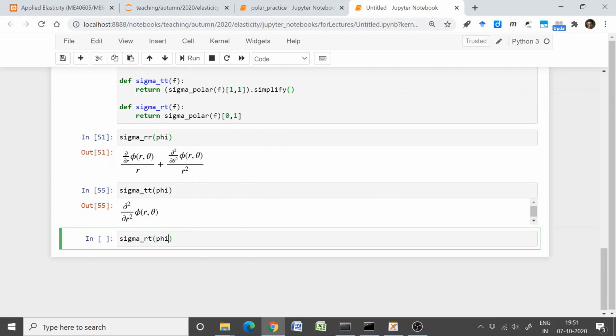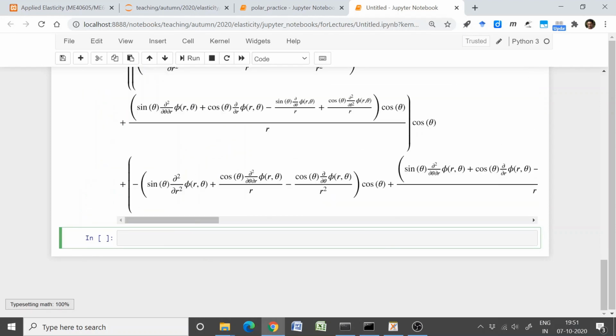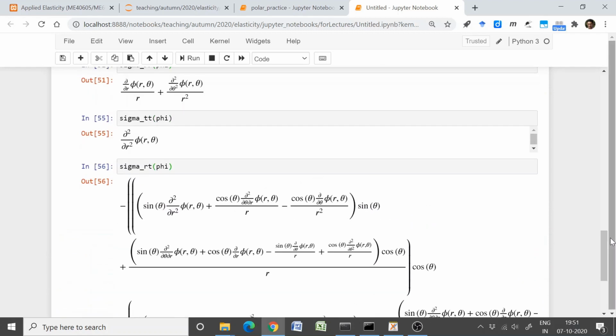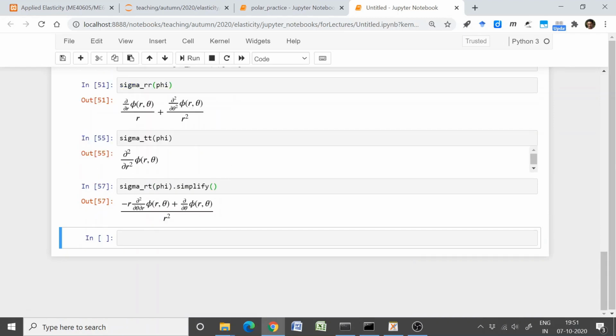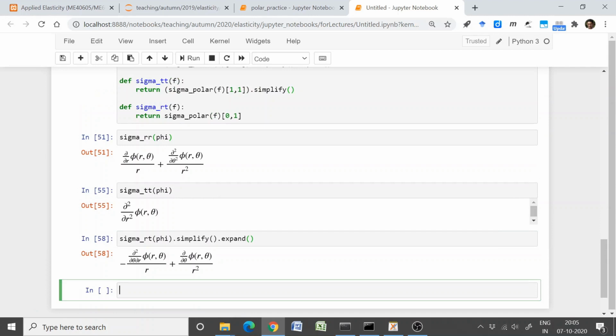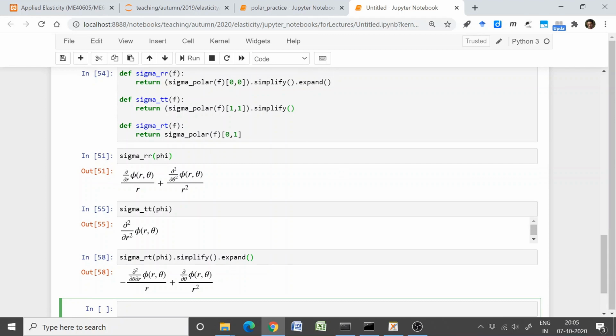Next, let's check for sigma r theta. So again, this huge expression. So probably we need to simplify it. Let's check that and see. Nicely it is giving us this thing, and maybe it's not a bad idea to expand it out also. So let's do that. Now as you must have noticed, when I defined the sigma r theta, I used the element in the first row and the second column.